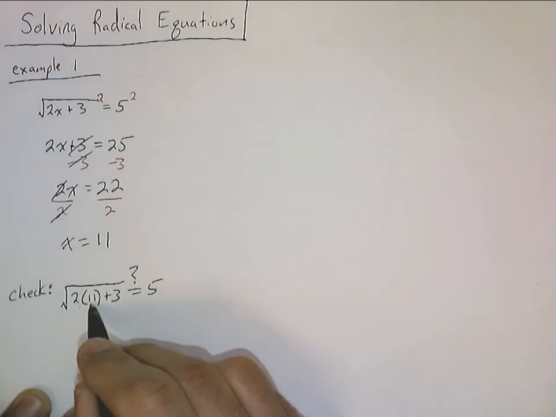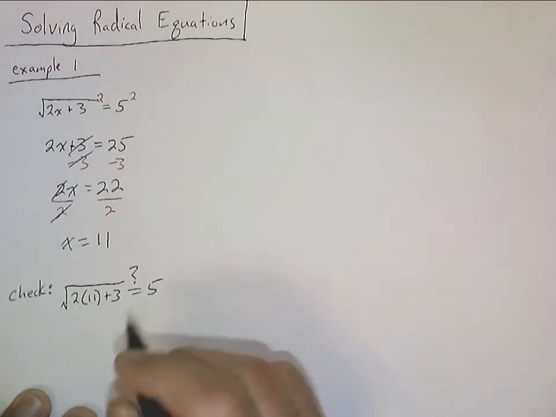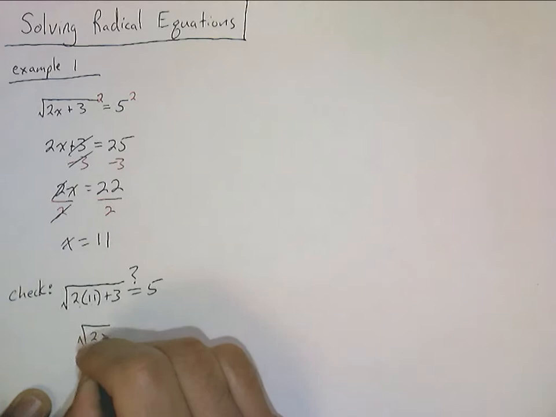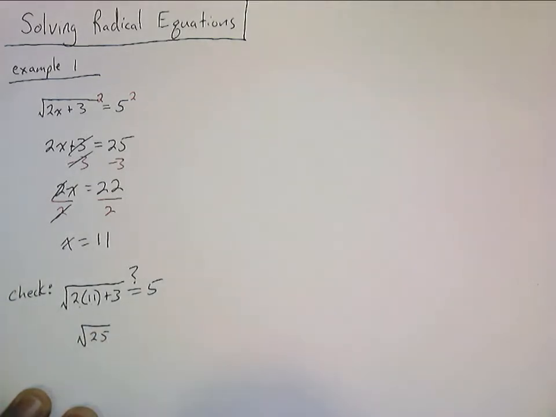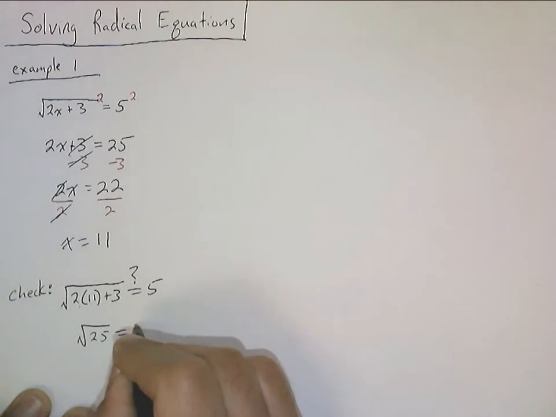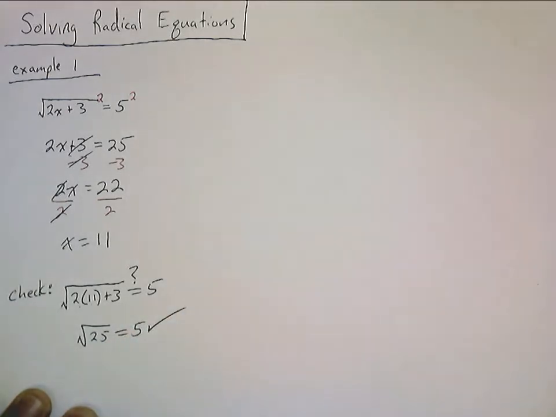Well, 2 times 11 is 22, add another 3, that's 25. So the square root of 25, notice a positive square root as well, because there's nothing out front. That does equal 5. So yeah, we did it right. Pretty simple so far.